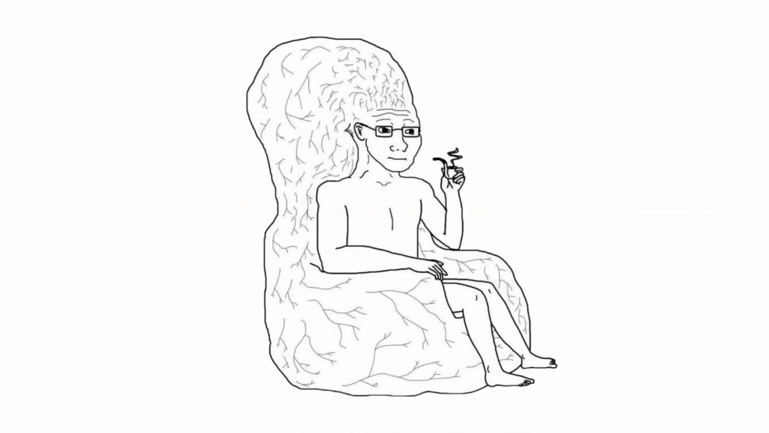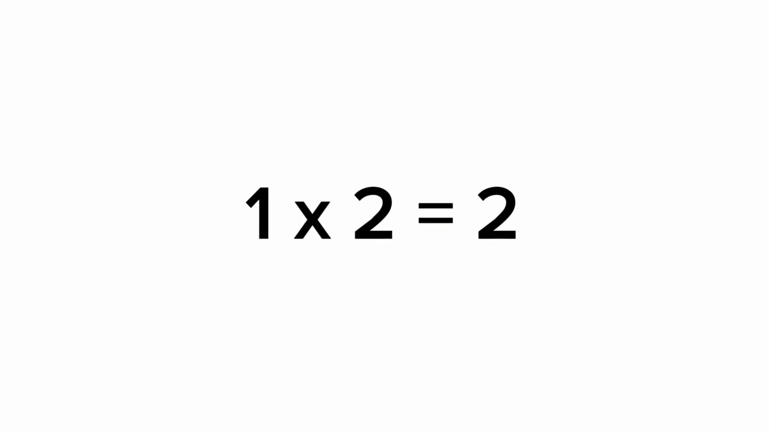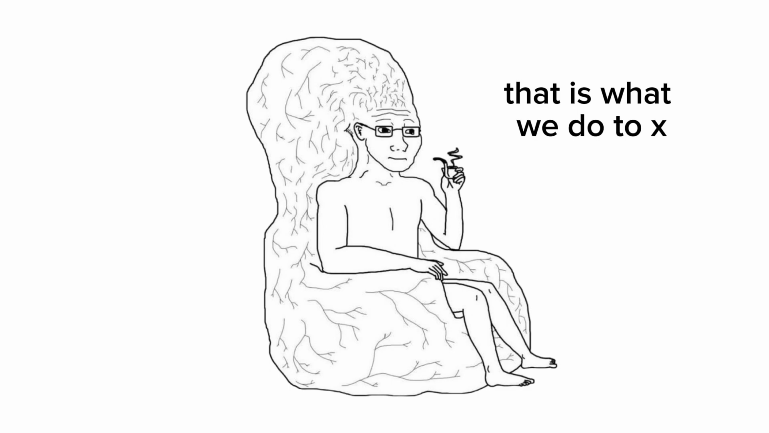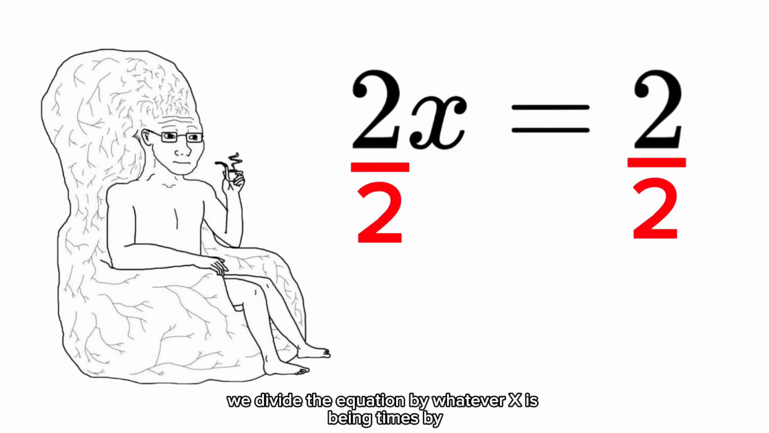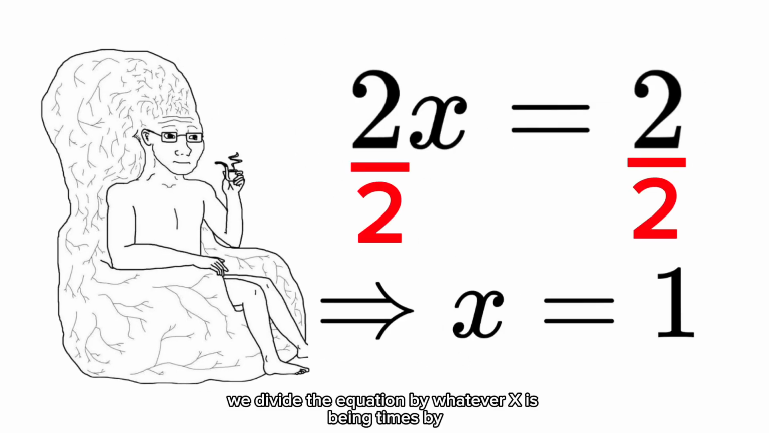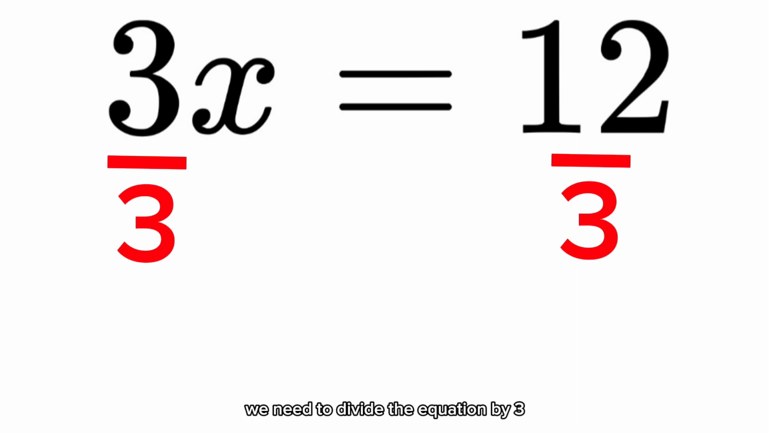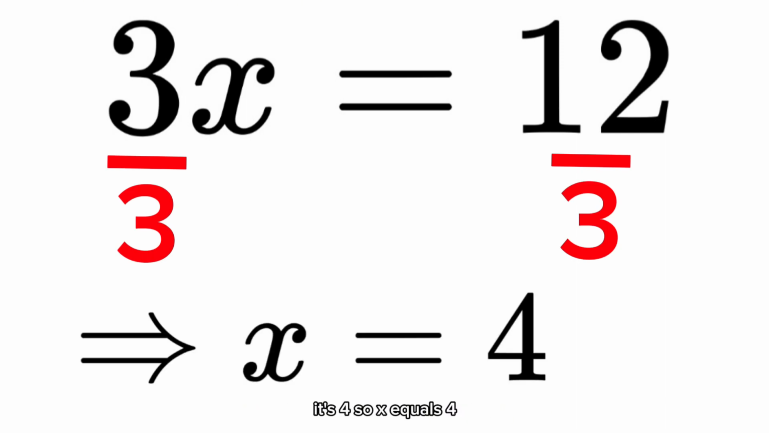See, look here. 1 times 2 equals 2. Divided by 2 equals 1 again. That is what we do to x. We divide the equation by whatever x is being multiplied by. Looking at this example here, 3 times x equals 12. So to solve for x, we need to divide the equation by 3. And what is 12 divided by 3? It's 4. So x equals 4. See, it's not that hard.